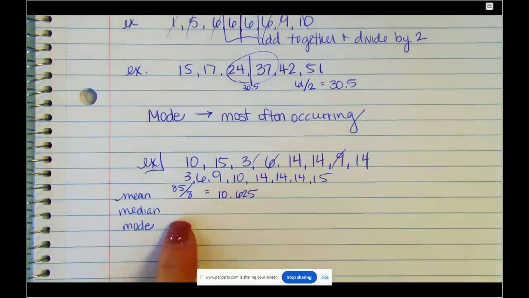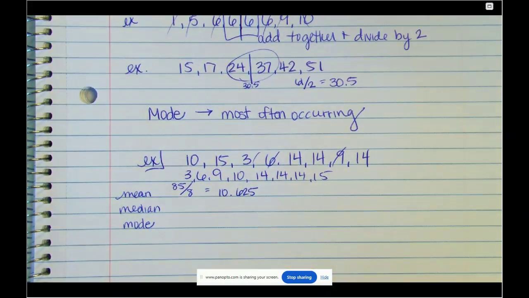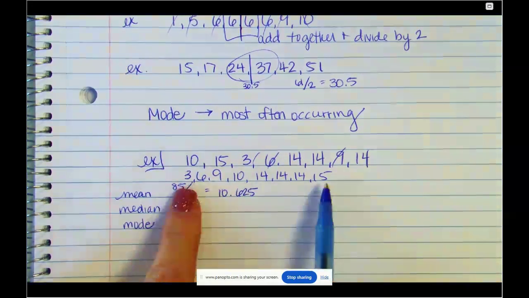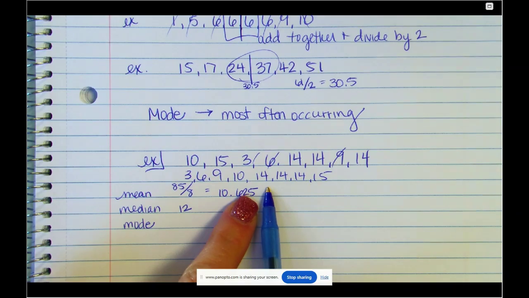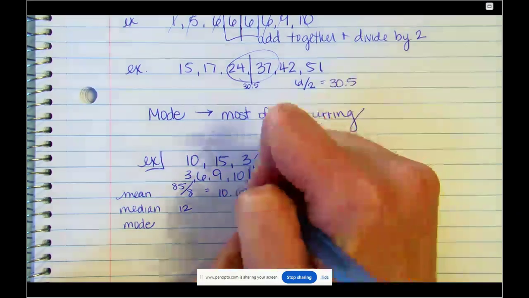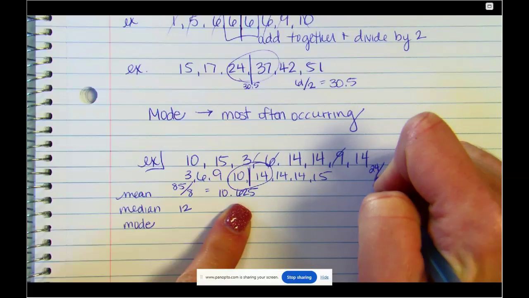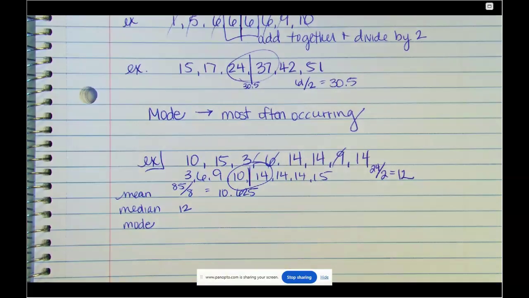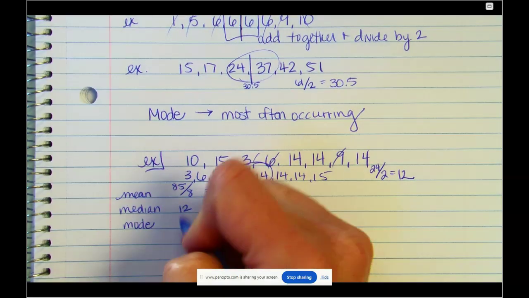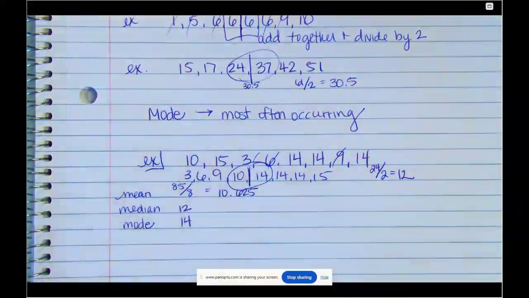Okay. What's the median? 12. Median is 12. But if you don't have all the numbers, you're not going to get 12. You end up with the median right here. They got to add those two together. So 24 divided by 2 is 12. Okay? What's a mode? 14. Okay?